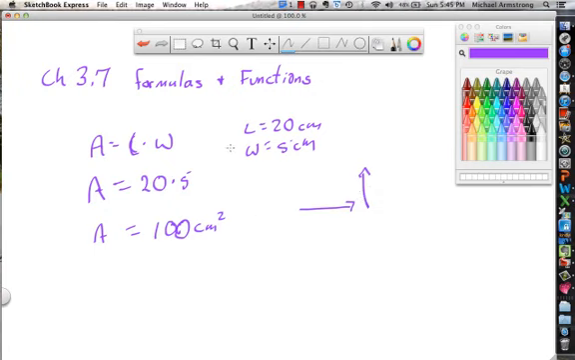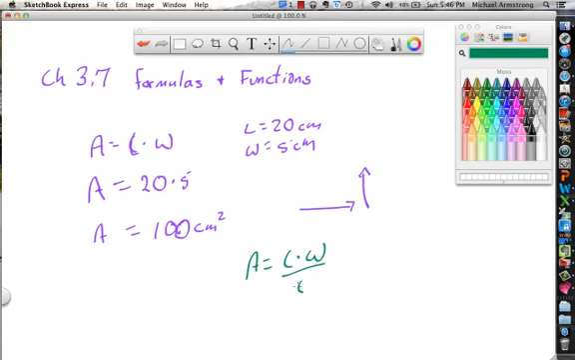Okay, so here's kind of where it gets interesting in algebra. We might decide that we want to solve for length, or we might want to solve for width. And so when they're asking you to use a formula or a function, they might say as a function of W, area as a function of width. So we're going to change area equals length times width so that instead of area being by itself, width is by itself.